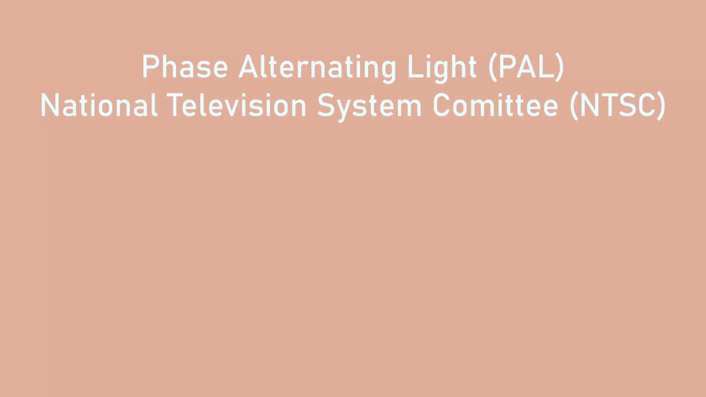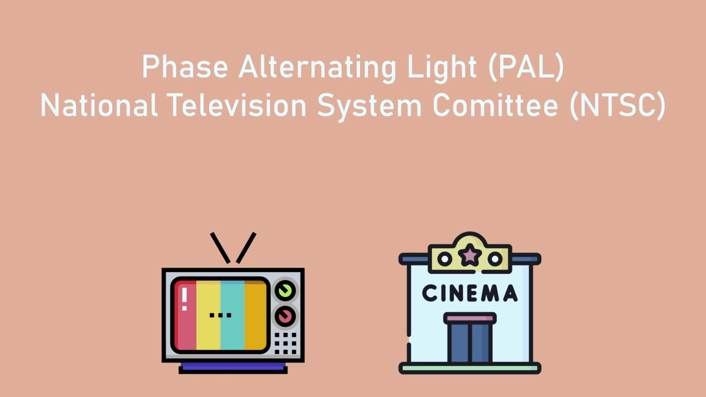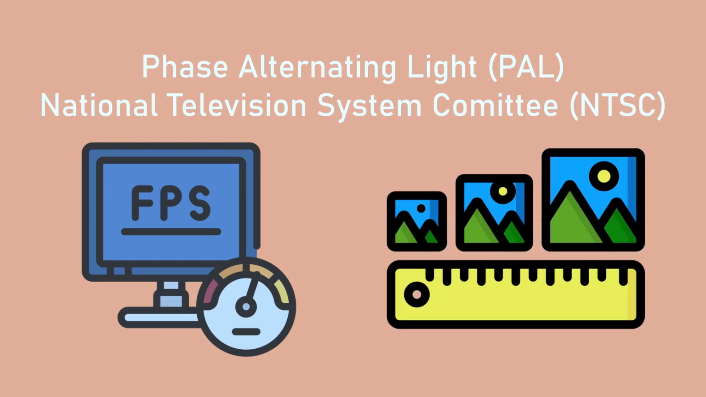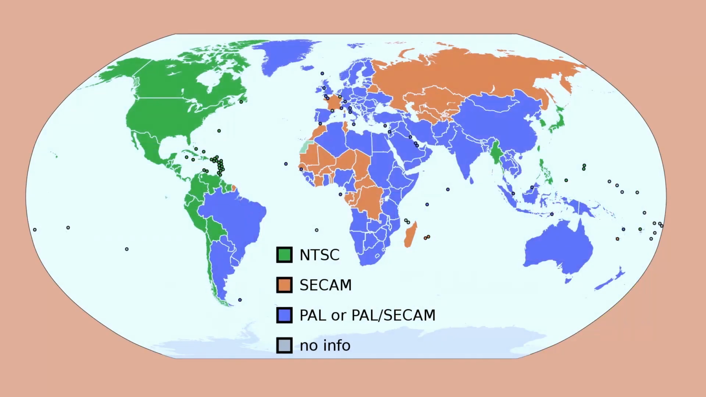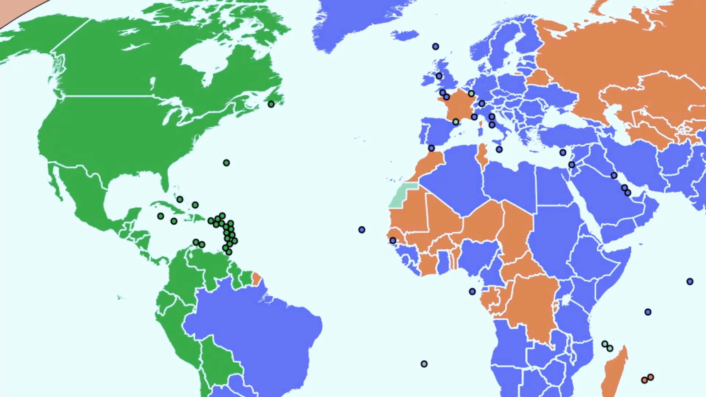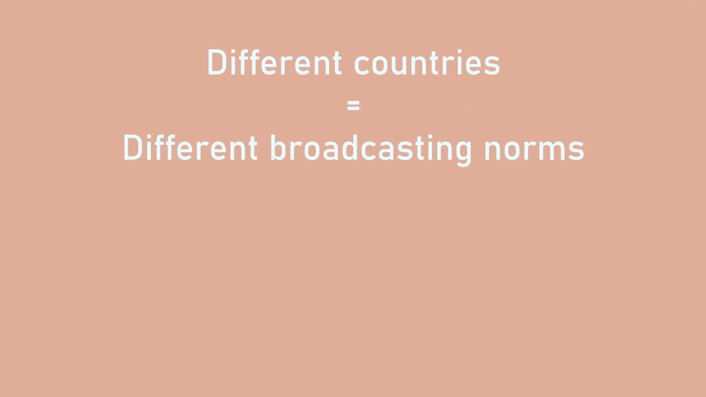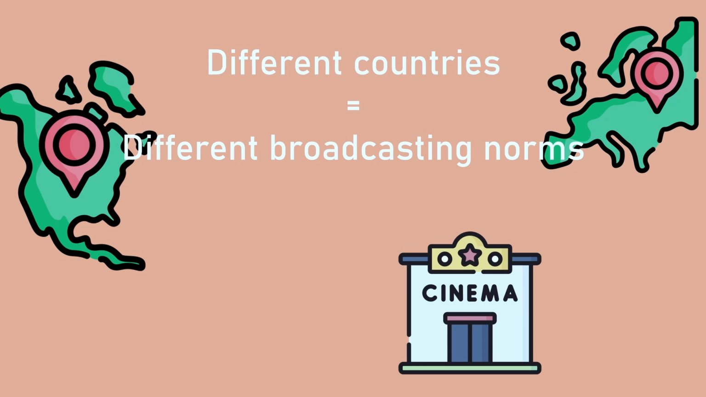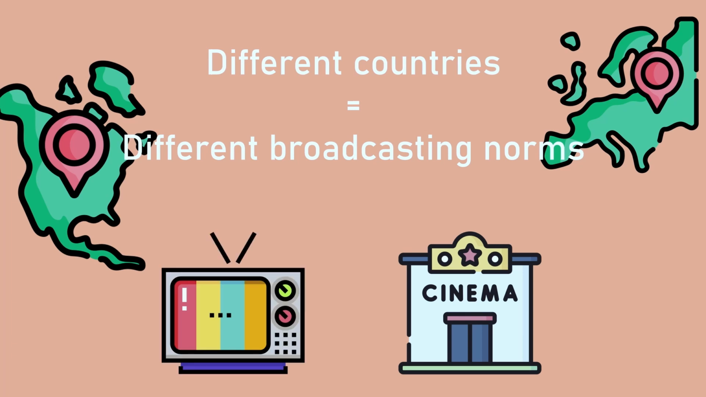The Phase Alternating Line (PAL) and the National Television System Committee (NTSC) are the two main broadcasting guidelines for frame rate, image resolution, and audio standards that are used around the globe. You can see on this map how these norms are used around the world. The important point to remember here is that depending on the target market for your audio-video project, there are certain considerations to be made regarding the technical specifications of the audio files.